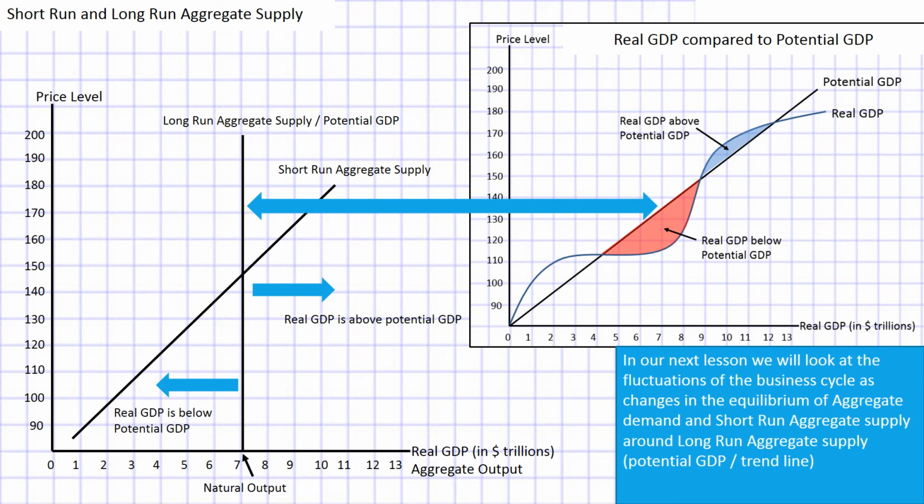In our next lesson, we'll look at the fluctuations of the business cycle as changes in equilibrium of aggregate demand and short run aggregate supply around that long run aggregate supply curve. That's what we're looking for.